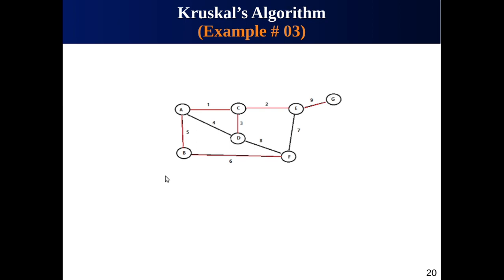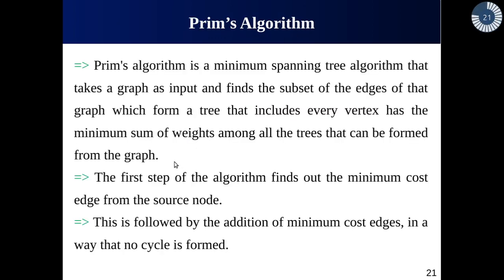Back to the lecture. Our second algorithm is known as Prim algorithm. It is also a method by using which we can find an MST or minimum spanning tree. Actually, the Prim algorithm is simpler as compared to the Kruskal algorithm. And the Prim algorithm is a minimum spanning tree algorithm that takes a graph as an input. Remember, in both the cases, we have to take a graph as an input.